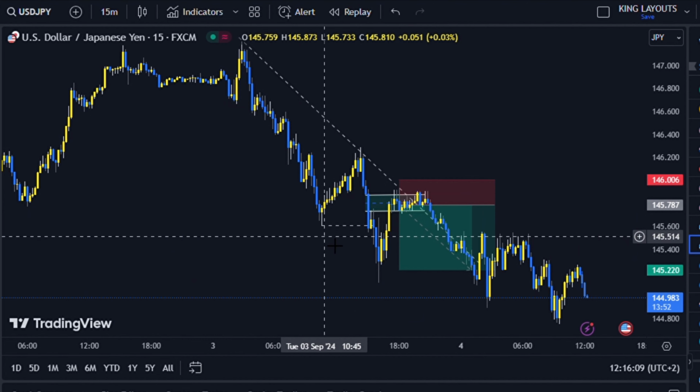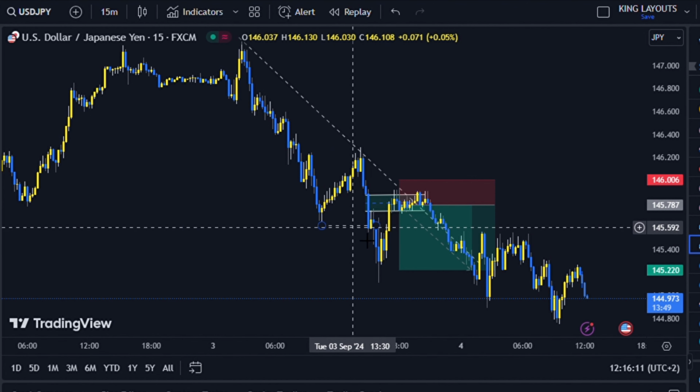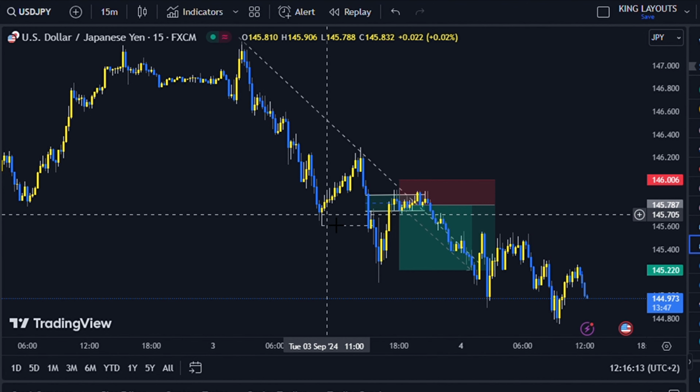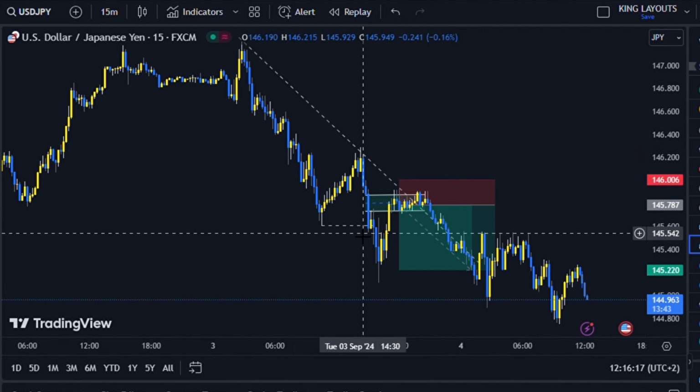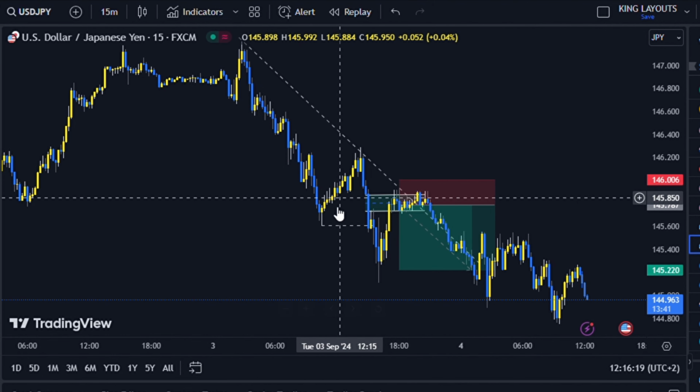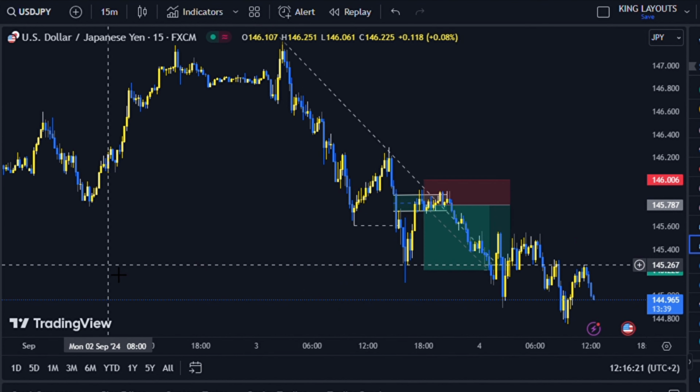And then we checked here, we had a break of structure. So we had a low here, we went up, we created a high, and then we came down, we broke that low. So we had a break of structure.